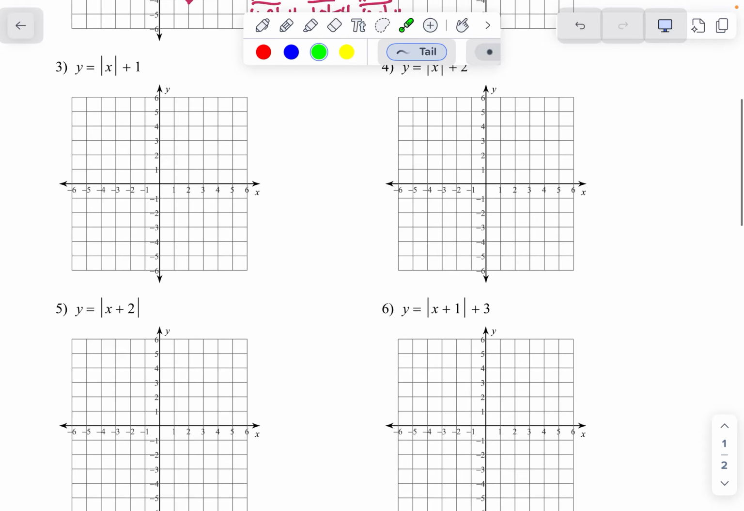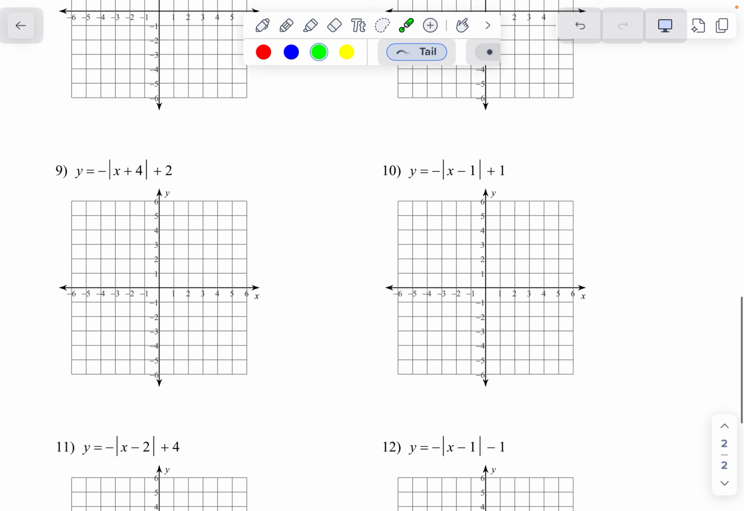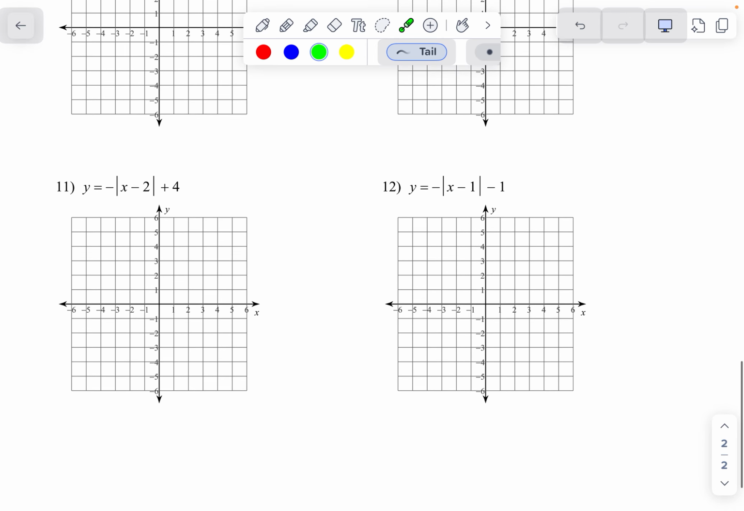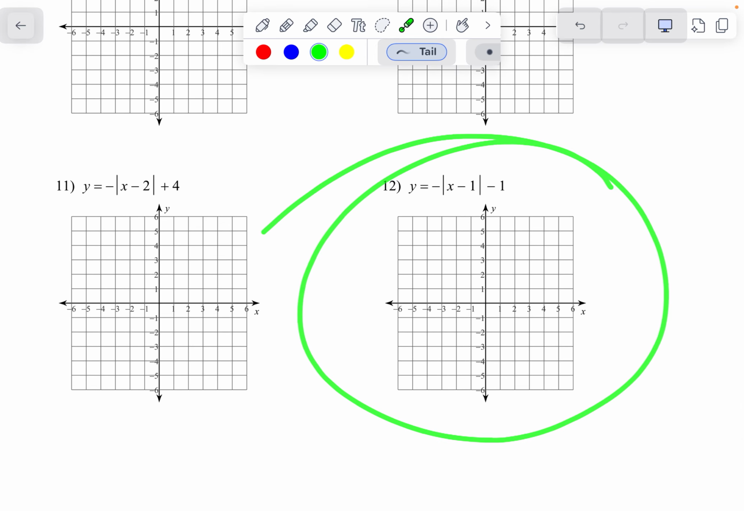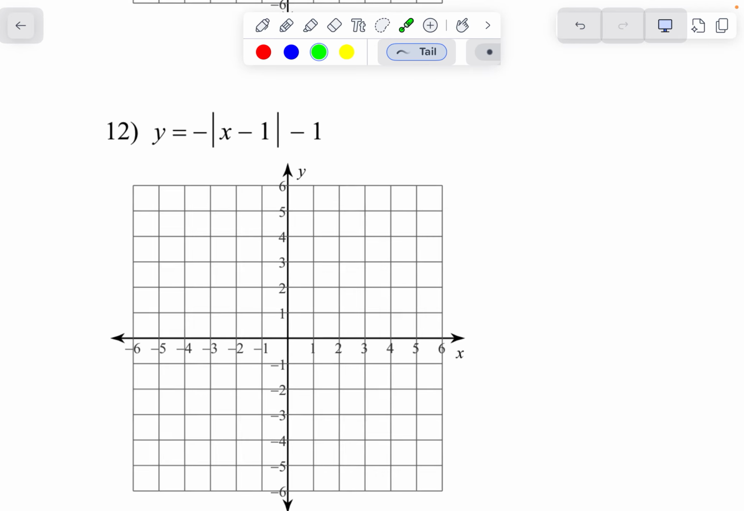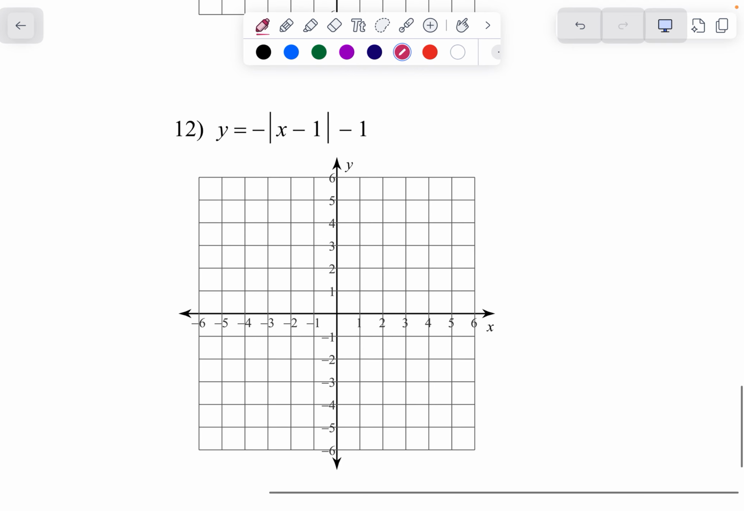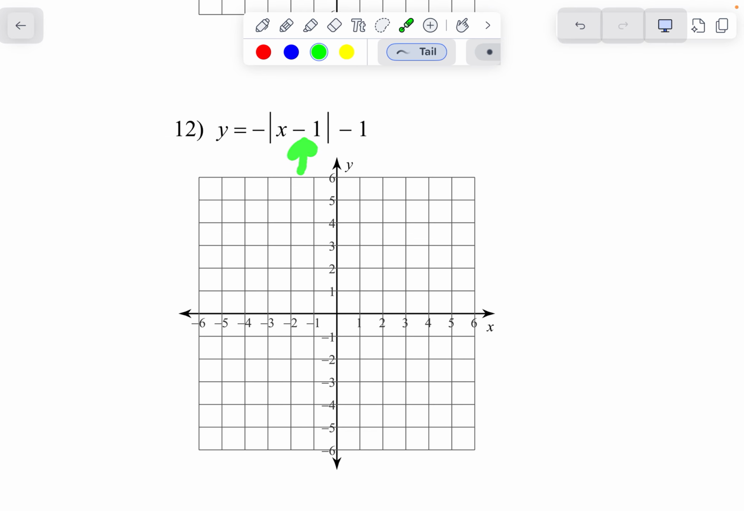Okay, let's do one more that's down more below. I'm going to do number 12 with you. Okay. Now, even though number 12 has all kinds of different pieces to it, what this does is this is going to actually scooch it over to the right. This is going to move it down a little bit, and this is going to flip it over. So if there's a negative on the outside, expect that your V should be upside down.